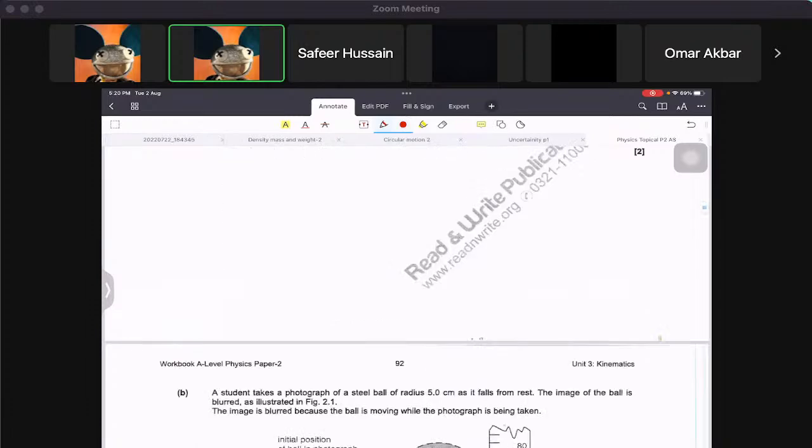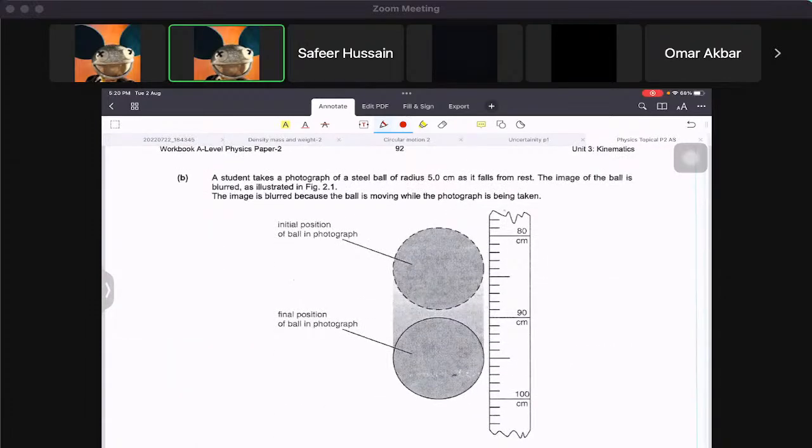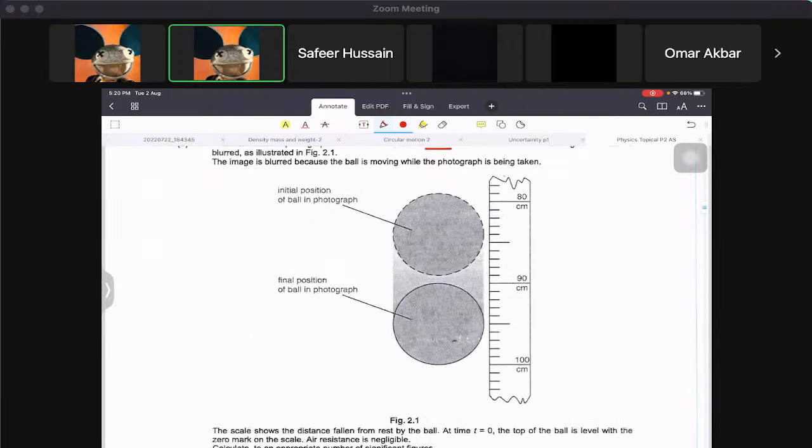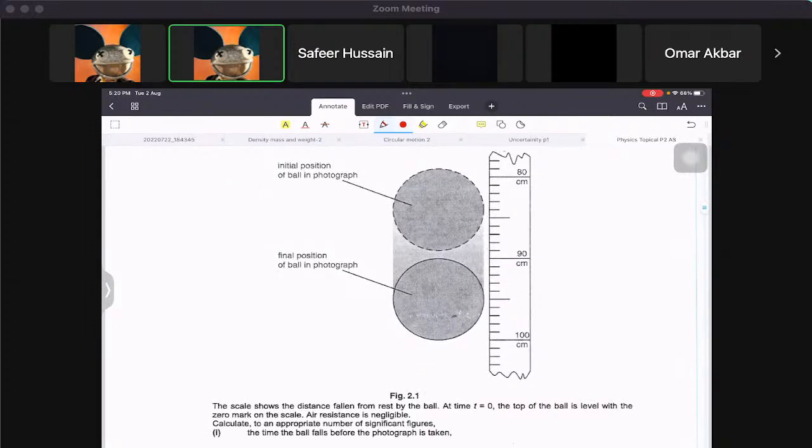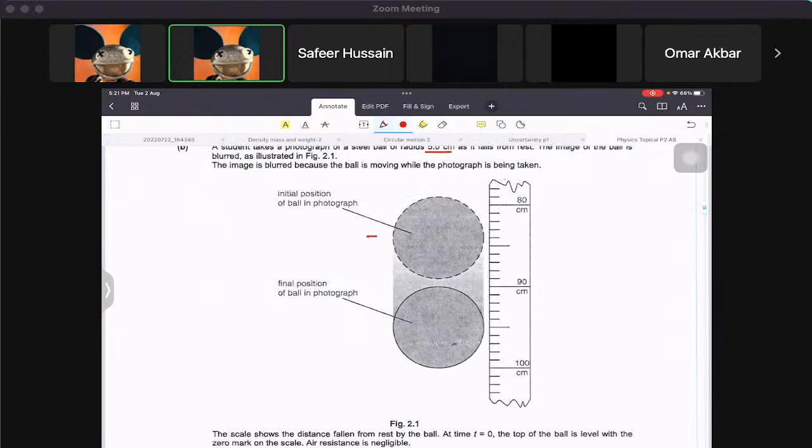So this was the situation, right? Now what they say is a student takes a photograph of a steel ball of radius 5 centimeter as it falls from rest. The image of the ball is blurred, as you can see. The image is blurred because the ball is moving while the photograph is being taken. Now it says the scale shows distance fallen from rest. Calculate to an appropriate number of significant figures the time taken before the photograph is taken. So this is where the photograph had been clicked, and this is where the image appeared, because there is some processing time, or shutter time, what we say.